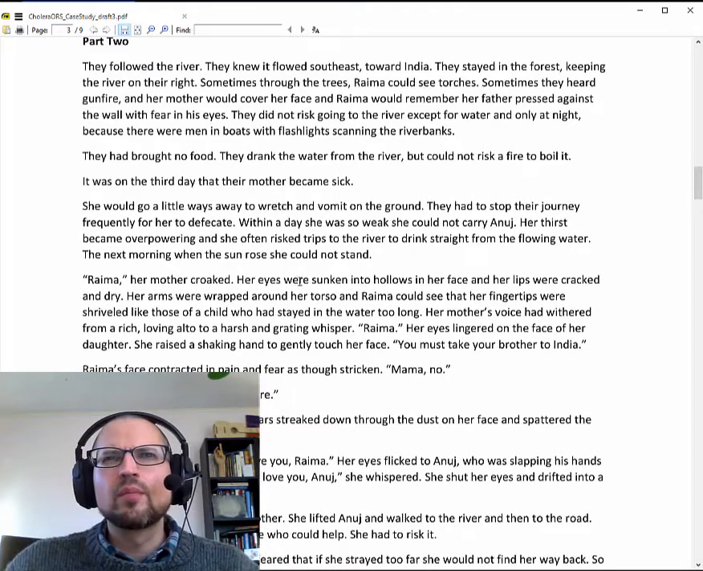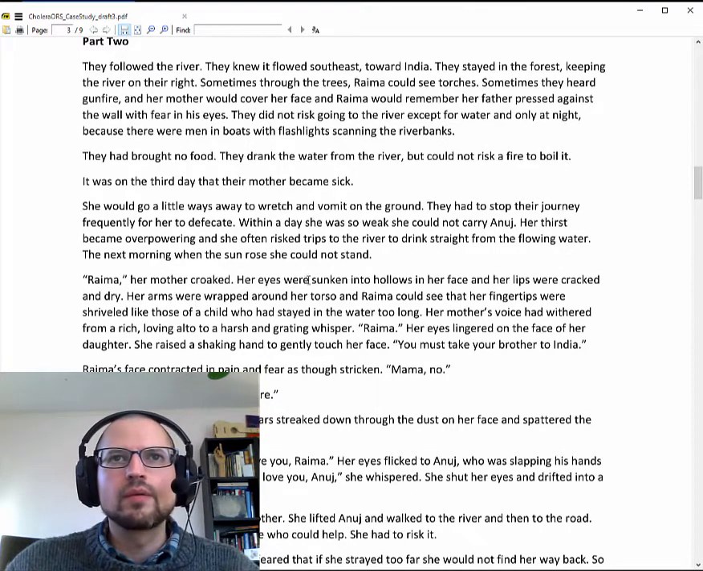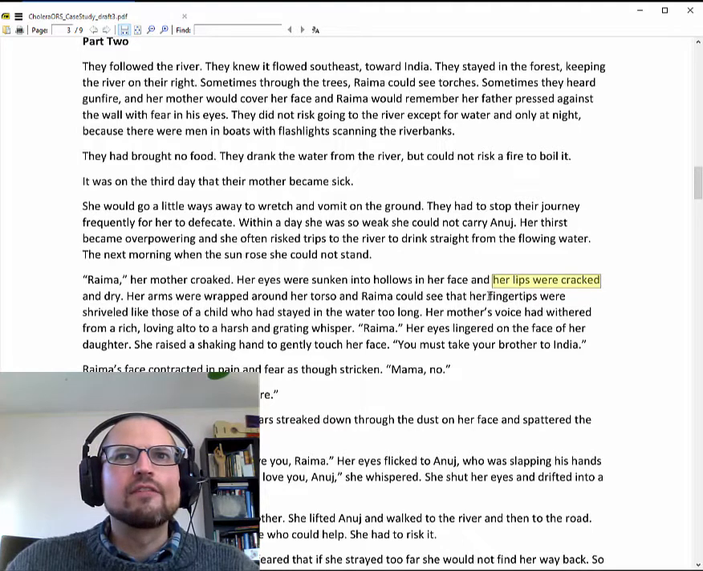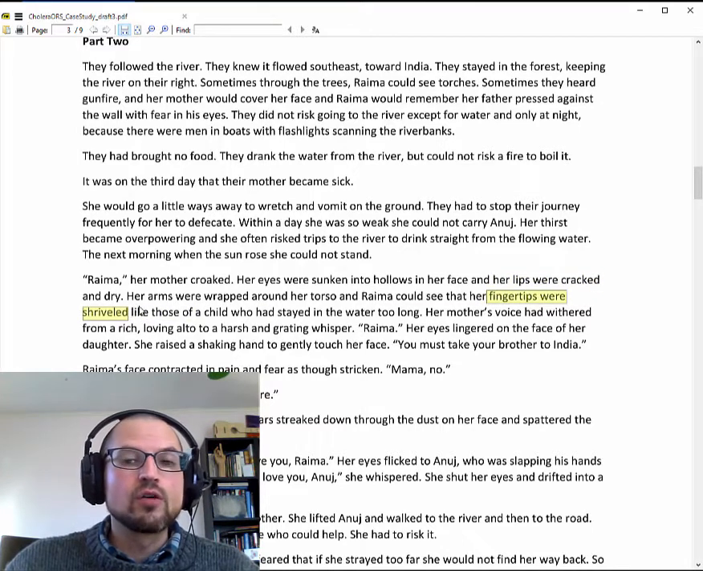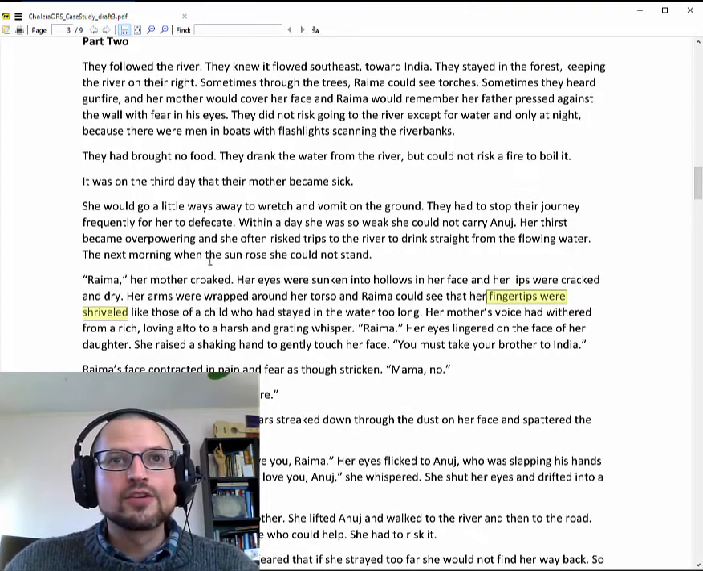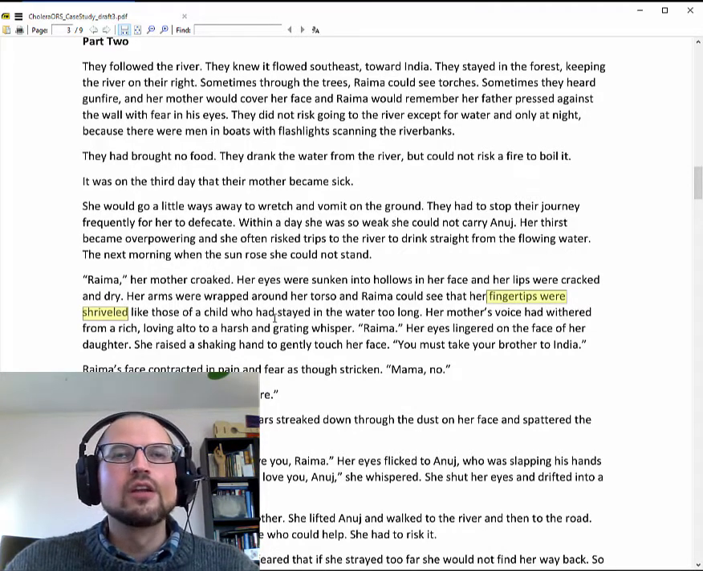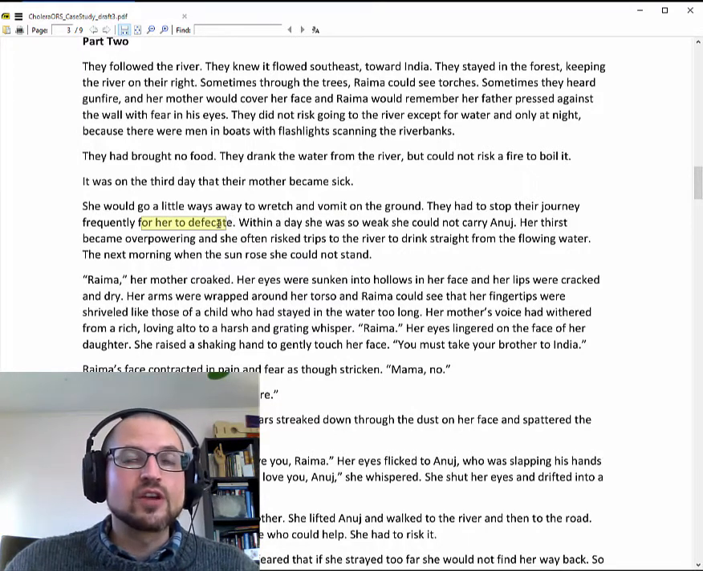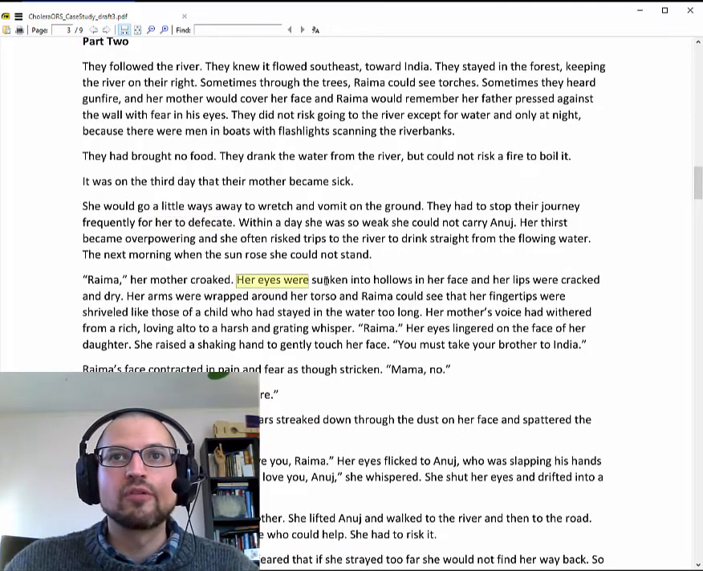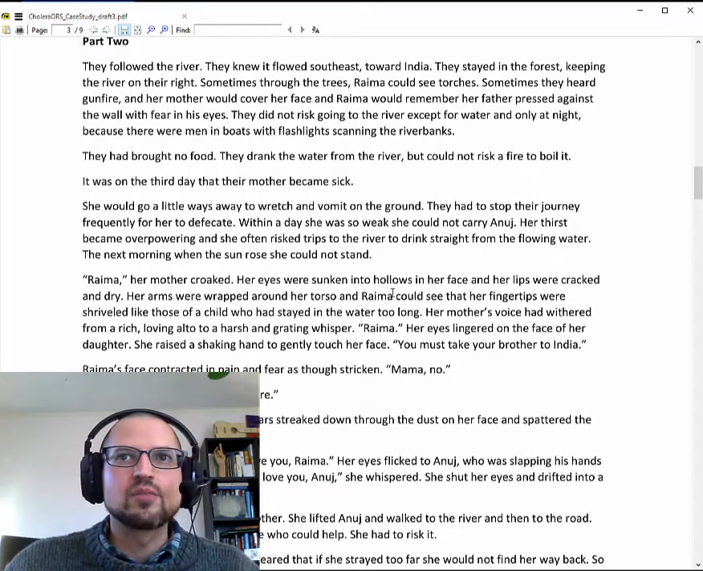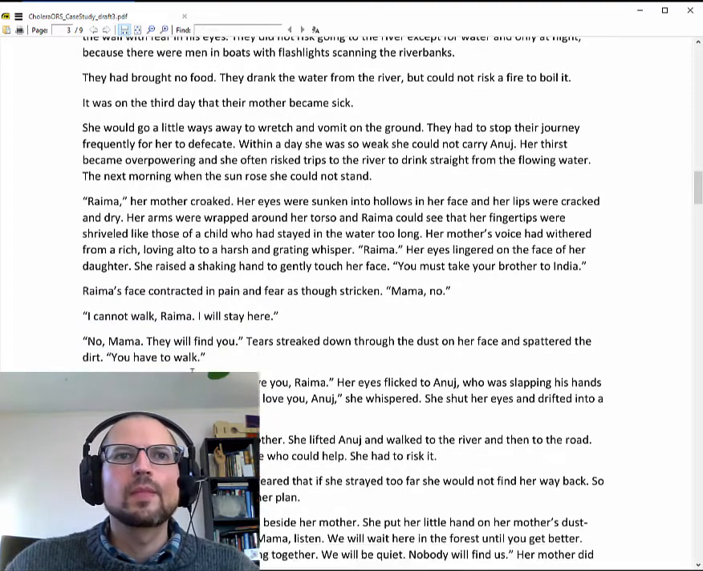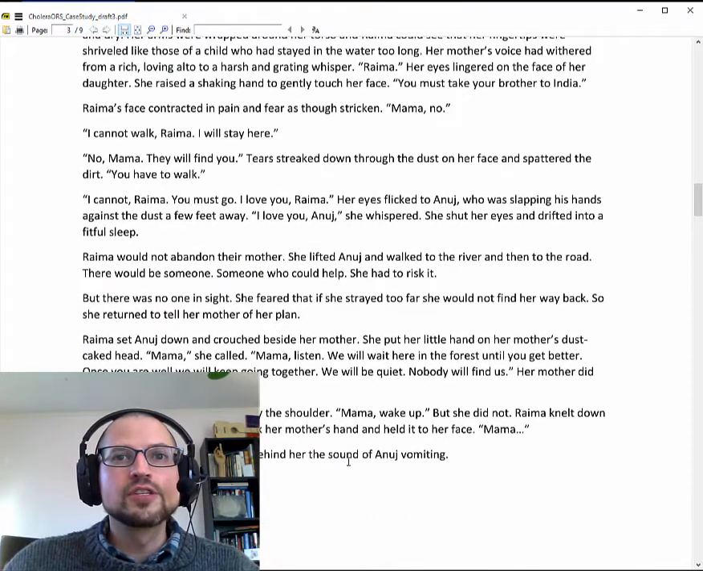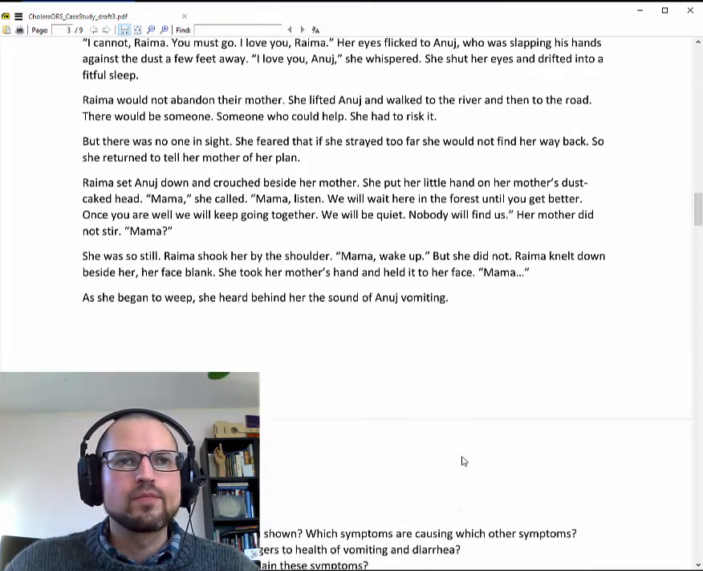Then we start to see some more superficial symptoms with a deeper, more concerning cause. The eyes are sunken in the face, the lips are cracked, the fingertips are shriveled. So all of these, along with the muscle weakness and the thirst, point to dehydration. And the dehydration is pretty clearly the result of the frequent vomiting and diarrhea. So we're getting a lot of fluid loss from the vomiting and the diarrhea. This is causing dehydration. The dehydration is causing muscle weakness, as well as these superficial changes to her face and her skin as the body loses water. While we're up here, Anuj's symptoms so far, all we have is vomiting.